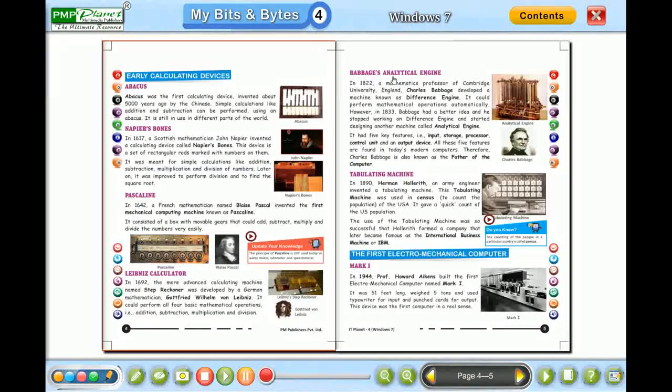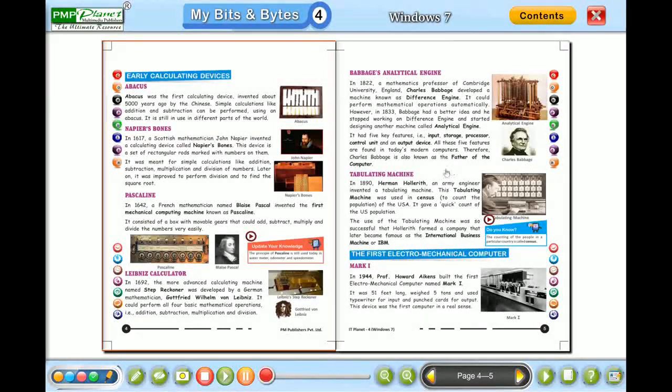Next is Babbage's Analytical Engine. In 1822, a mathematics professor of Cambridge University, England, Charles Babbage, developed a machine known as difference engine. It could perform mathematical operations automatically. However, in 1883, Charles Babbage had a better idea and he stopped working on the difference engine and started designing another machine called Analytical Engine. It had 5 key features, that is input, storage, processor, control unit and an output device. All these features are found in today's modern computers. Therefore, Charles Babbage is also known as father of computer.